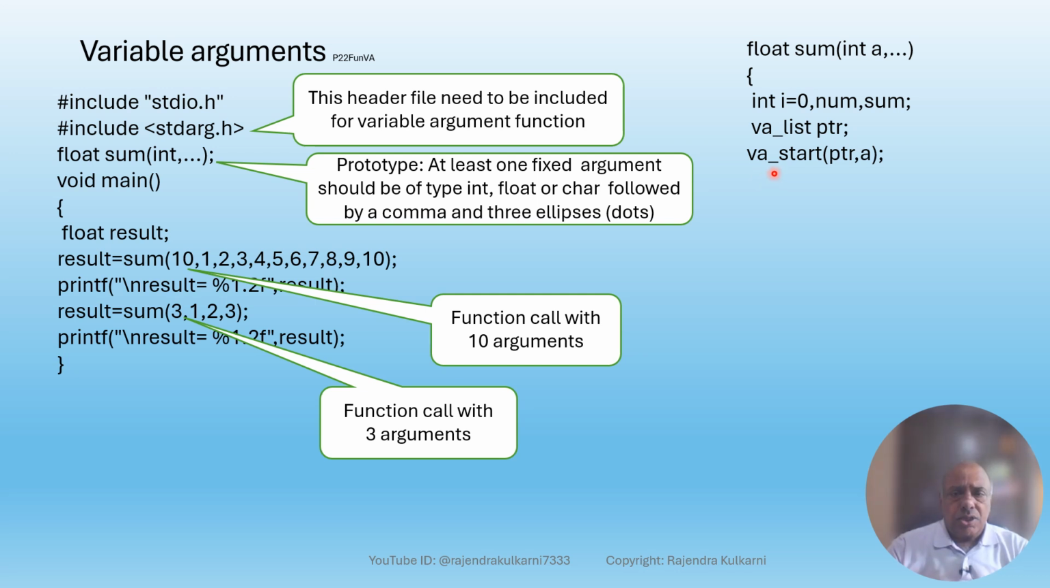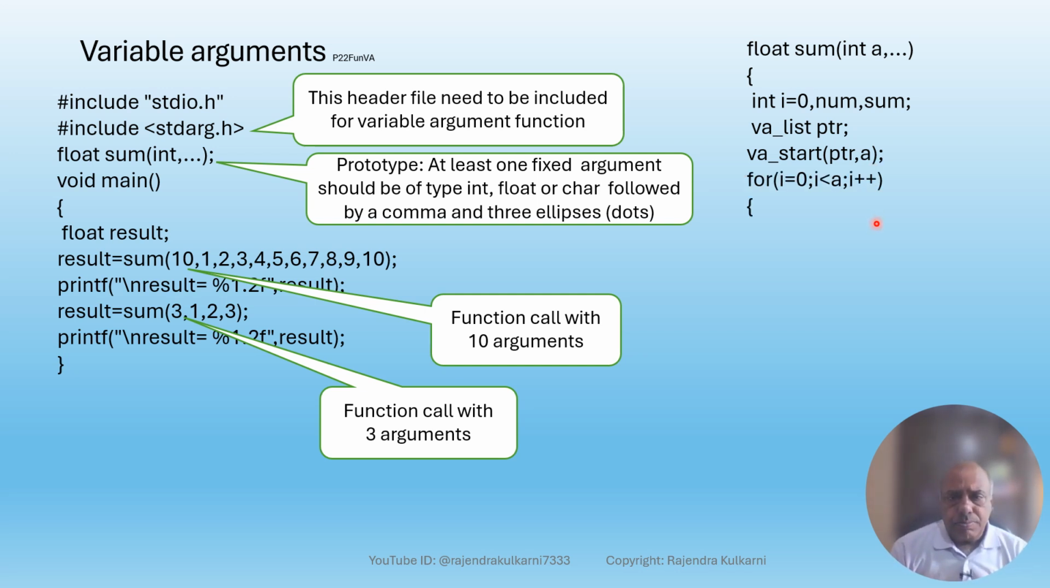Then va_start, this statement follows, and into the brackets we write ptr, that is the va_list pointer, and a, which is the fixed argument to which the number of variable arguments from the call is assigned. So in this case, when we call result is equal to sum, into the brackets 10 and these variable arguments, when we call it with 10 arguments, a will contain 10.